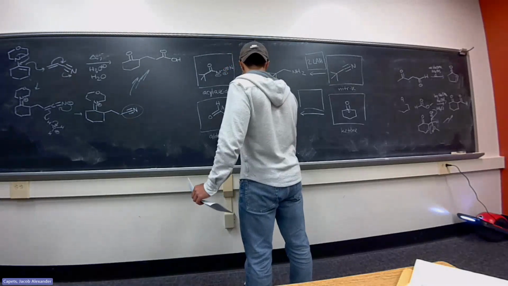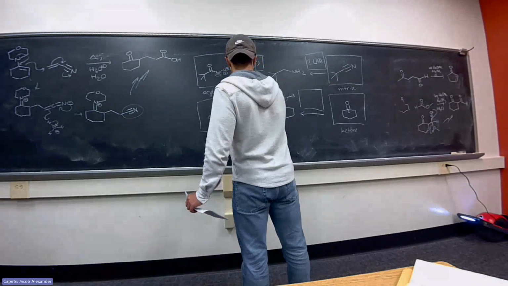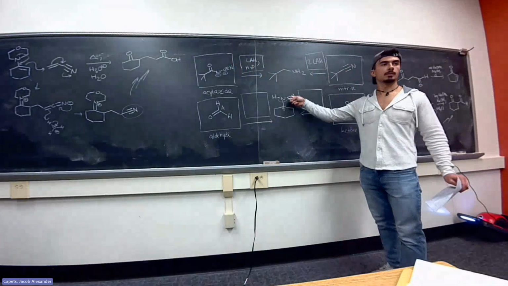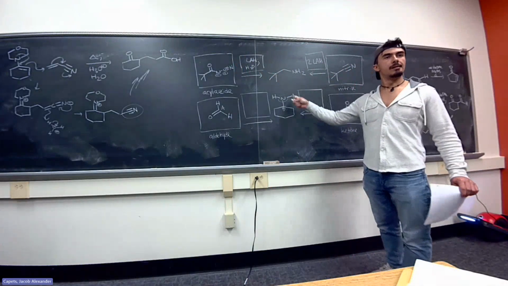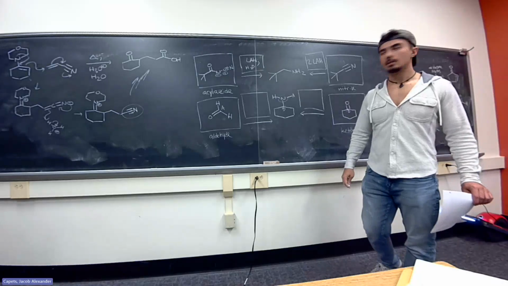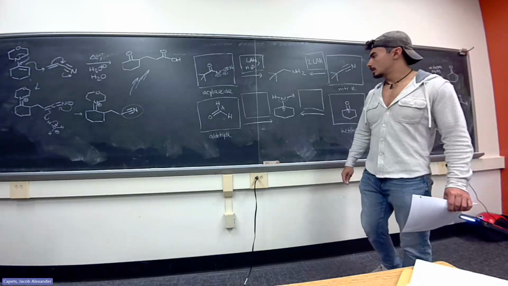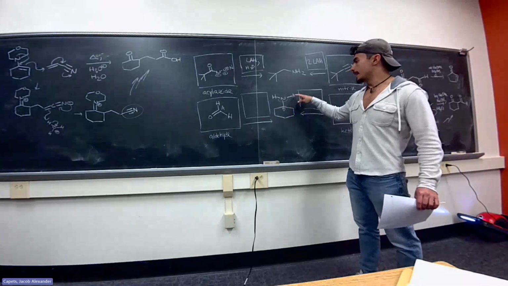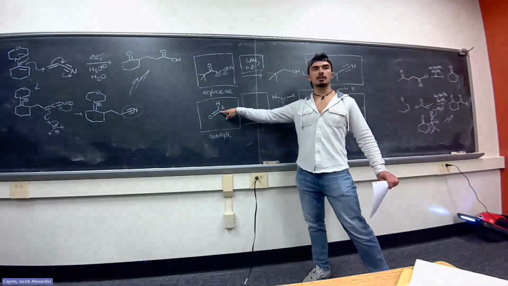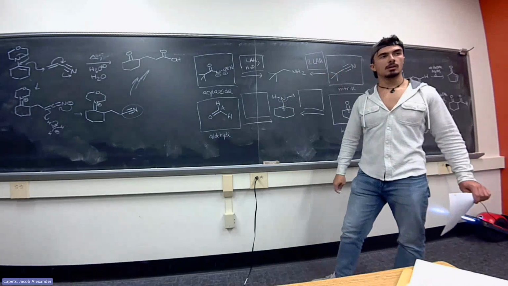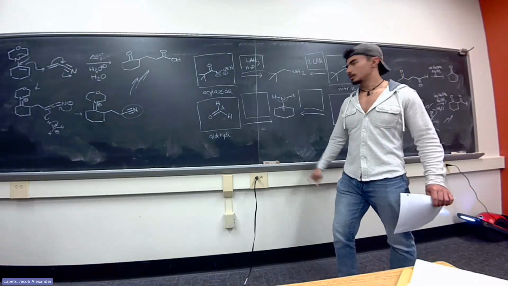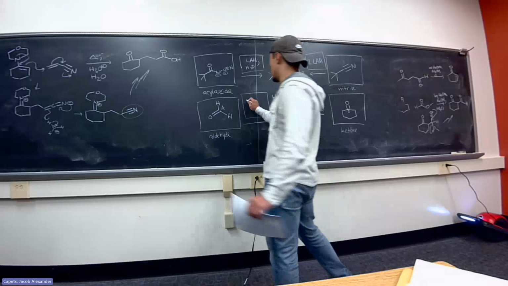Wait, why does the aldehyde have 2 hydrogens on it? Because it's formaldehyde, and this is only one carbon. So where's the other carbon from? What other carbon? Is there 2 hydrogens on that nitrogen? This is a hydrogen. Where's the carbon coming from? This carbon is going to be our reagent.